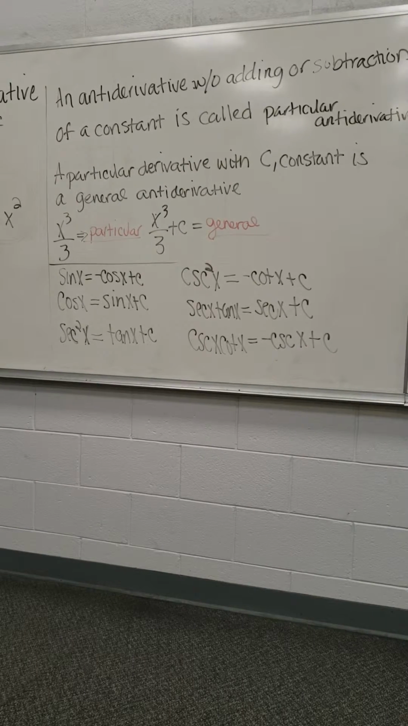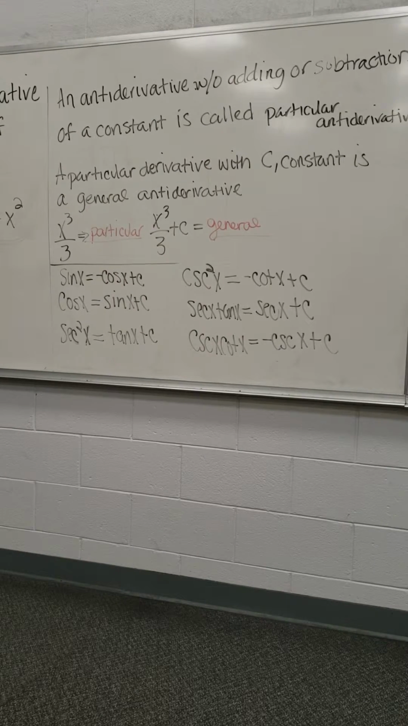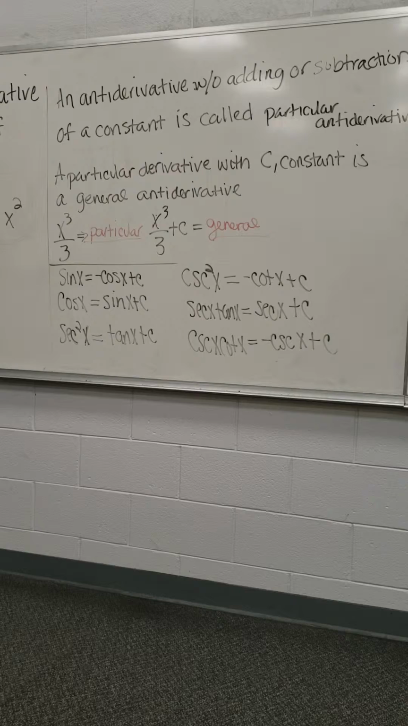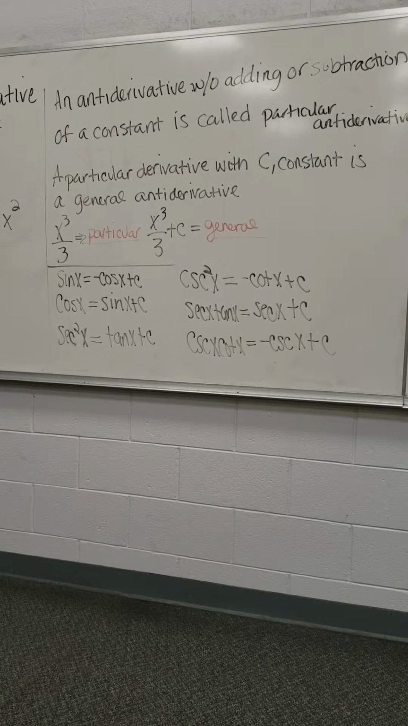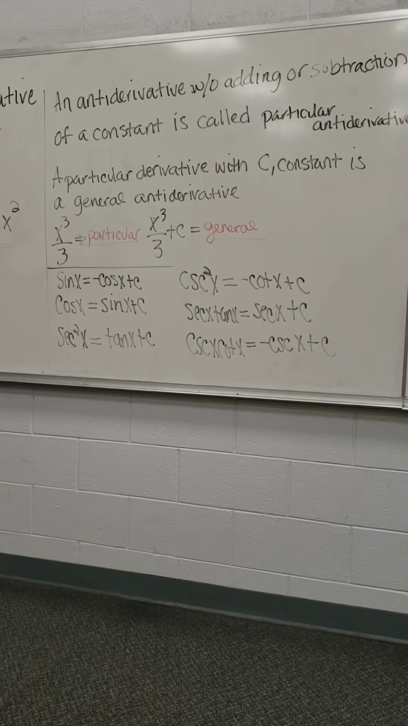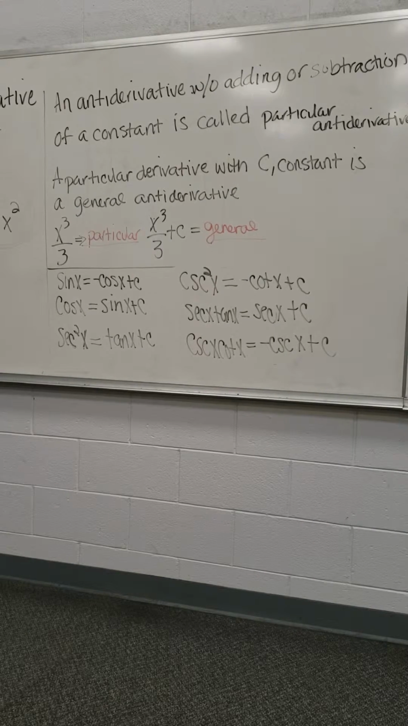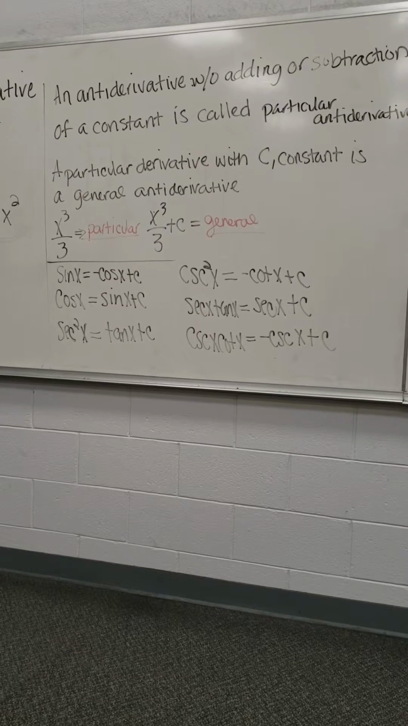The antiderivative of secant squared x is just going to be plain tan x plus c. The antiderivative of cosecant squared x is going to be negative cotangent x plus c. Secant x tan x, the antiderivative would be secant x plus c. And cosecant x cotangent x, the antiderivative would be negative cosecant x plus c.